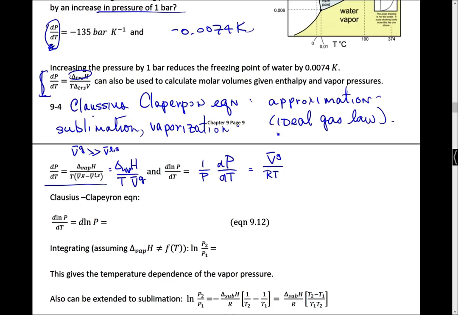Let me write up here to be clear. P equals RT over the molar volume of the gas. Now I can bring in dP/dT times delta H vaporization over T times the molar volume of the gas. Any possibility of simplifying? The molar volumes cancel, so those go away. And this equals delta H vaporization over RT squared.